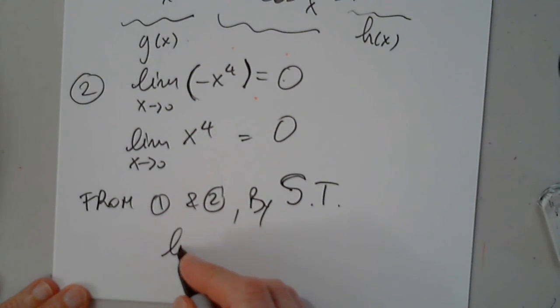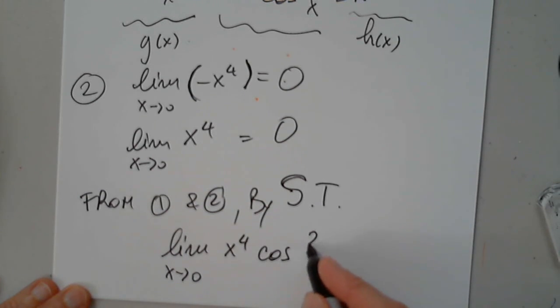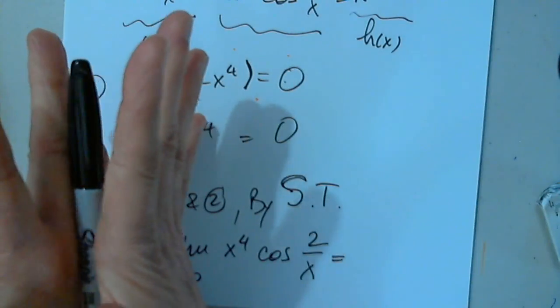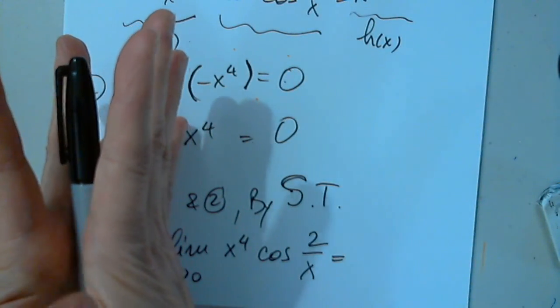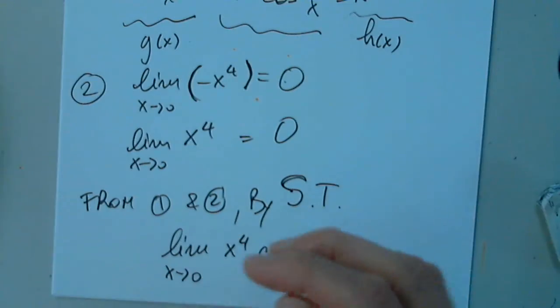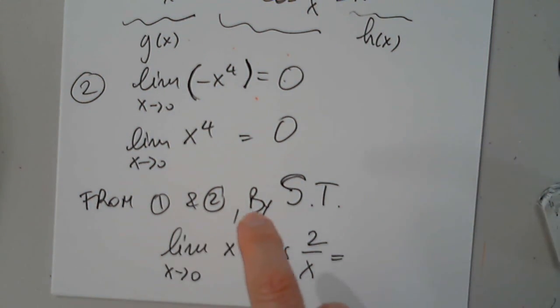What do I conclude about the limit as x approaches 0 of x to the 4th times cosine of 2 over x? I showed that it's squeezed, and the limit of the top and the limit of the bottom exist. They're equal and equal to 0. What do I conclude here? From these two, and I have to write from 1 and 2, comma, by the squeeze theorem, I get what? 0. That's it.